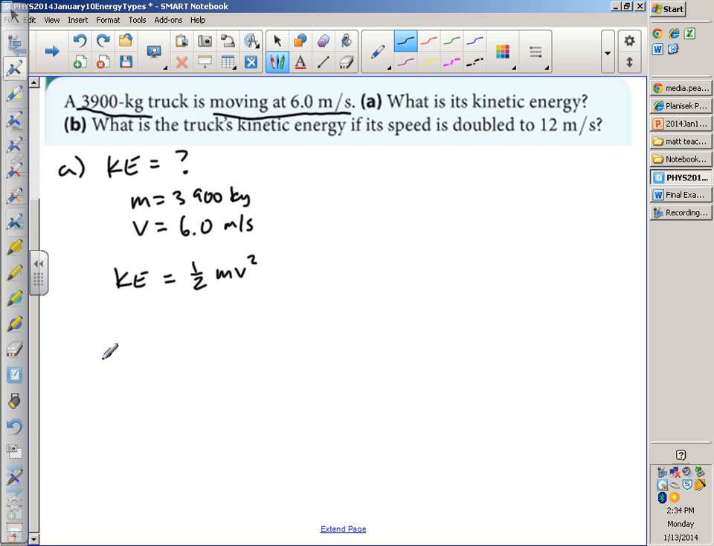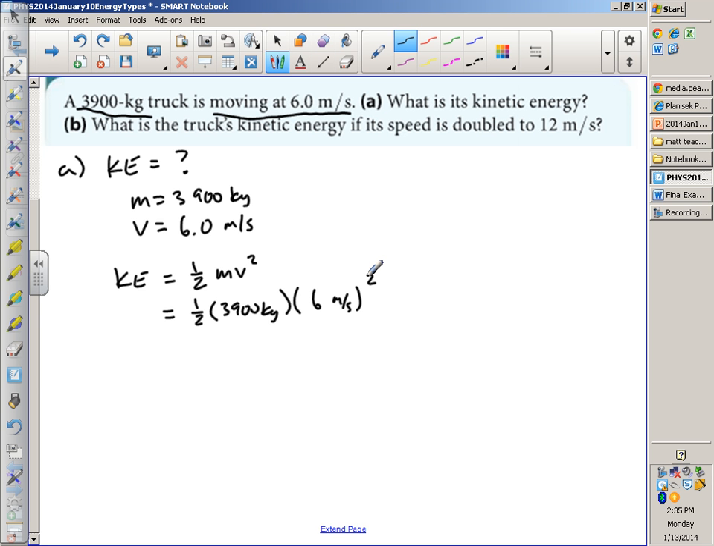So we start plugging in things we know, right? 1/2 is 1/2. You can't change that. It's part of the formula. There are 2 ways that people get calculations with kinetic energy wrong. One of them is they forget to put in the 1/2. Okay? Then mass here. All right? And then the velocity, 6 meters per second. But you got to square the velocity.